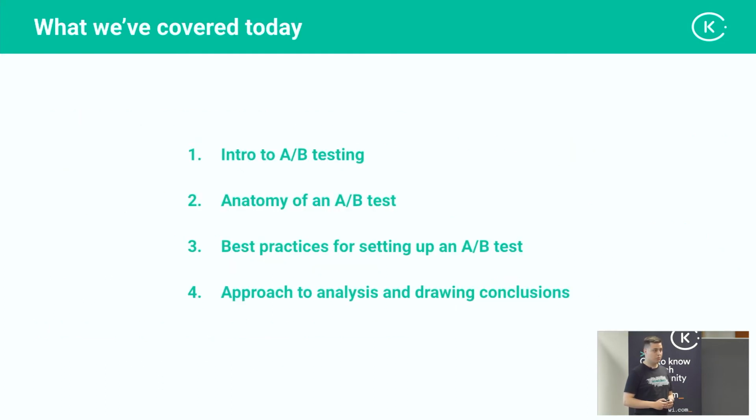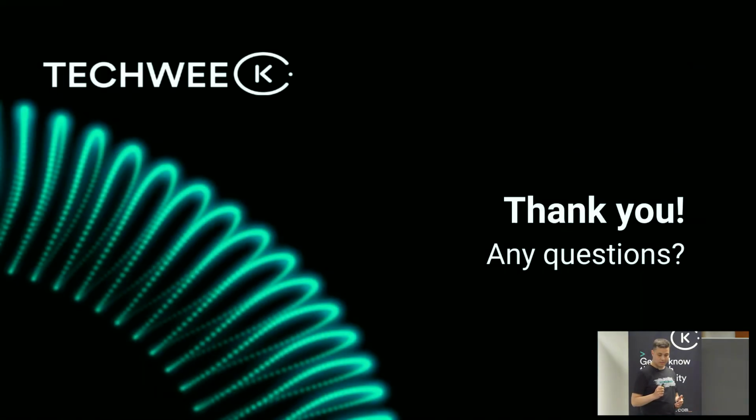Yeah, so in short, here's what we've covered today. I've given you a quick intro to what A/B testing is and when it makes sense to do it. We went over the rough anatomy of a sample A/B test, and some of the best practices you might want to follow when setting up an A/B test, as well as how we usually approach the analysis and drawing conclusions from it, and what's important there. And yeah, that's it from me.